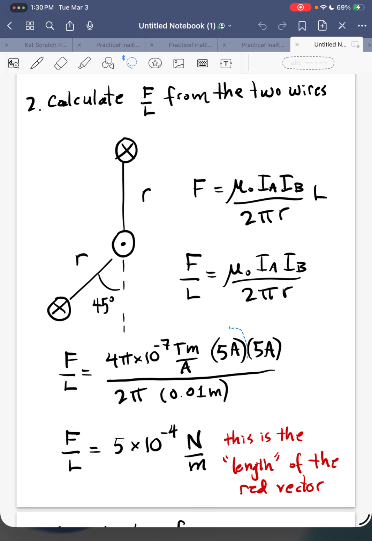The current in wire A is that, 5 amps. Current in wire B is the same. It's 5 amps. Down here, we've got 2 pi, and this is r, the distance between them, 0.01 meters. When you plug all that in, you get 5 times 10 to the minus 4th newtons per meter. And so that is the length of the red vector, so to speak.